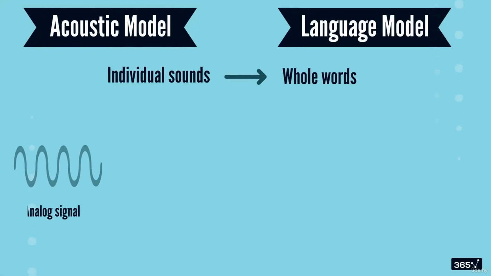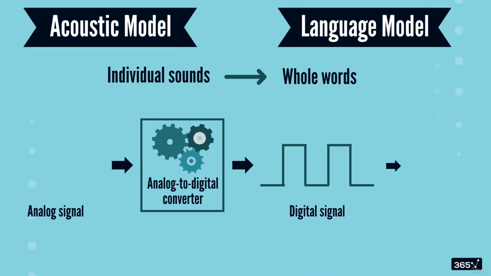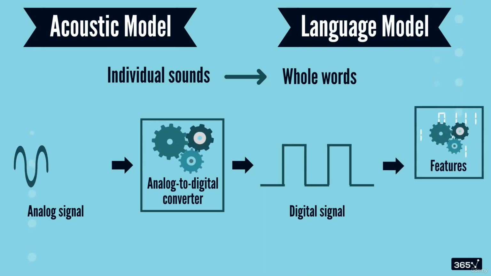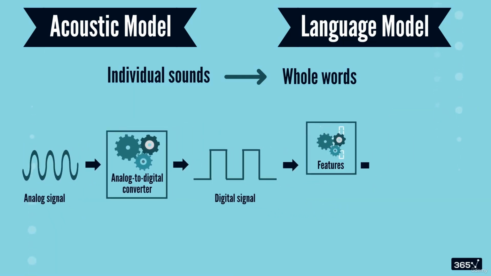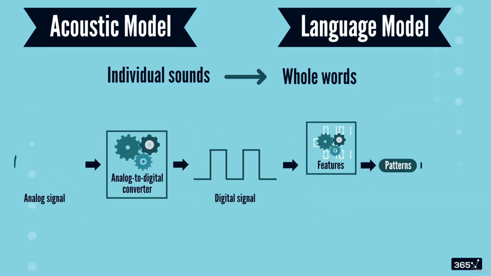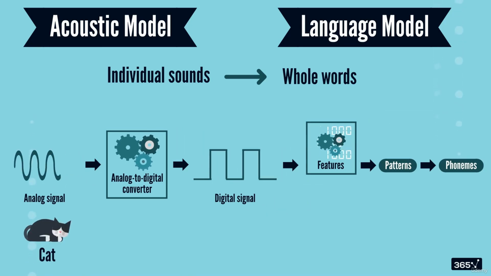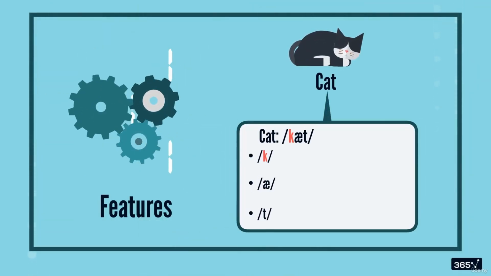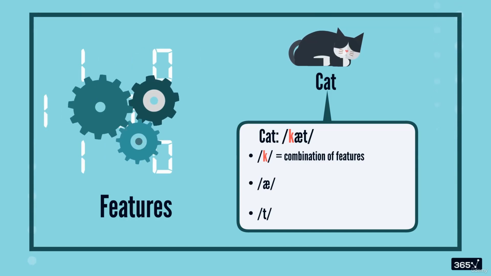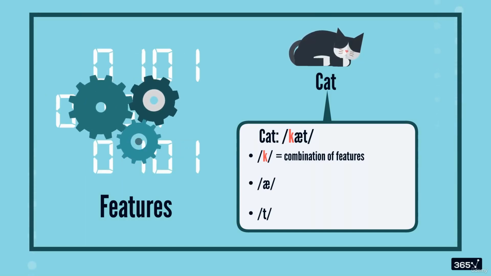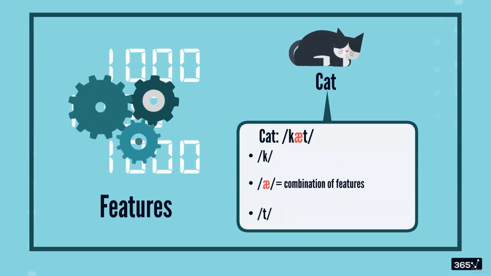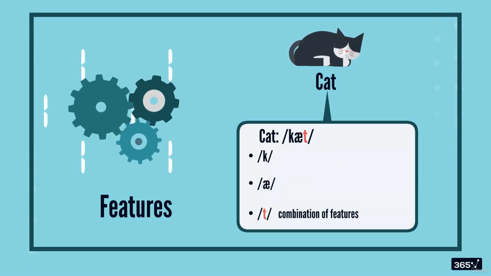Here's how it works. It starts by extracting audio features from the signal after converting from analog to digital. Then, the model analyzes the audio features and their combinations to identify patterns and learn how they match specific phonemes and sequences. Imagine the model is learning the word cat. It begins by analyzing the first sound, k, by looking at the specific combination of audio features representing this phoneme. Then it notices how the features change as the sound transitions to a, and again as it moves to t.